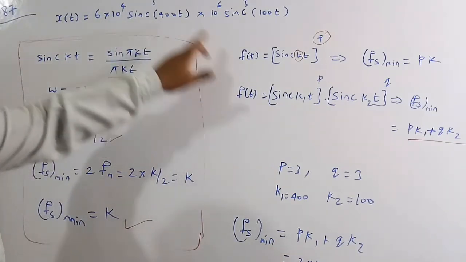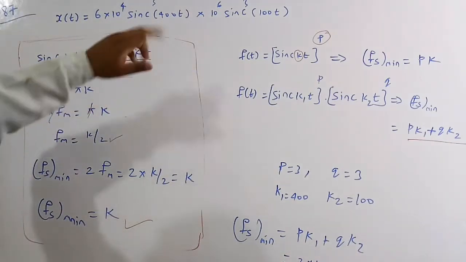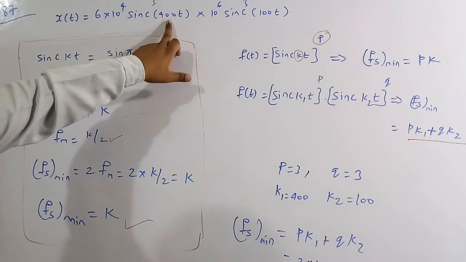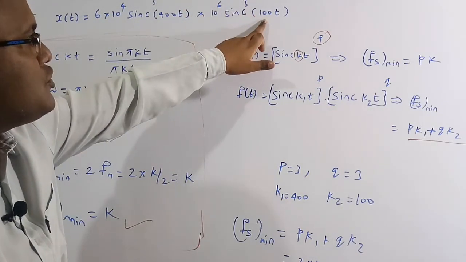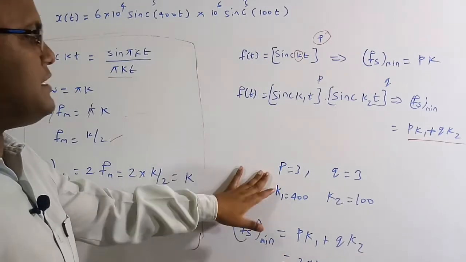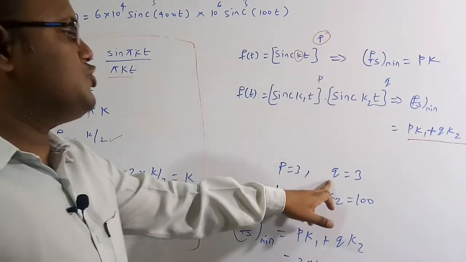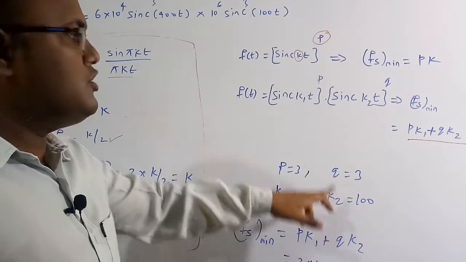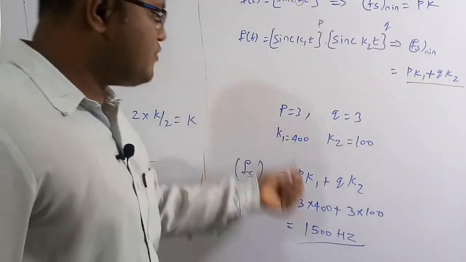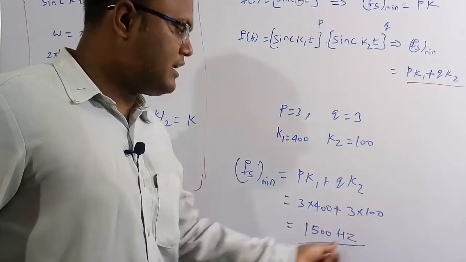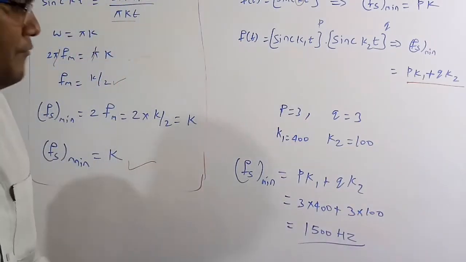If you compare these two equations, we can conclude that p is equal to 3 and k1 is equal to 400, and q is equal to 3 and here k2 is equal to 100. That is what I have written here. So if you substitute p into k1 plus q into k2, that is 3 into 400 plus 3 into 100, finally we are going to get 1500 hertz.